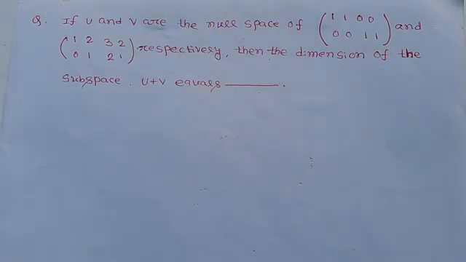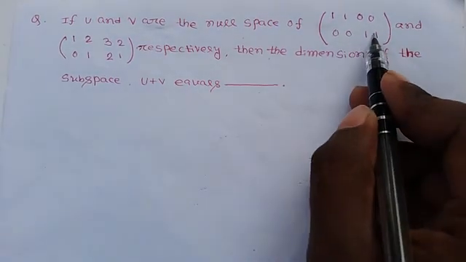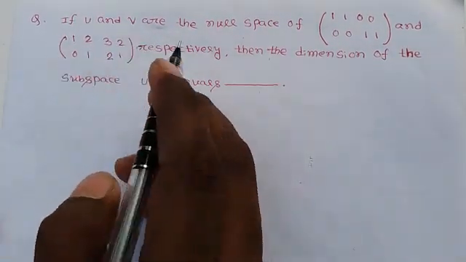The problem is: if U and V are the null spaces of the matrices [1 1 0 0; 0 0 1 1] and [1 2 3 2; 0 1 2 1] respectively, then the dimension of the subspace U plus V is equal to what? The question is: U is the null space of this matrix and V is the null space of this matrix.